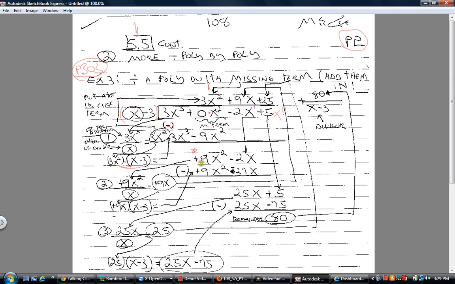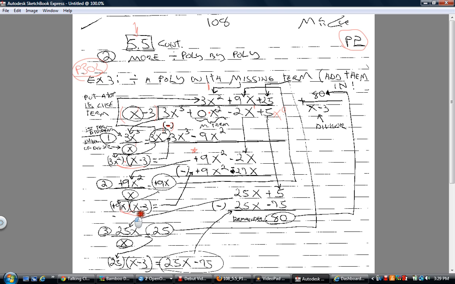Okay, you completed your first cycle. Take the leading term here, 9x squared, divided by the first term of the divisor, x. Result, 9x. Put it in the appropriate column, and then multiply that part of the quotient by the entire divisor. So I bring the 9x down and multiply by the entire divisor, x minus 3.